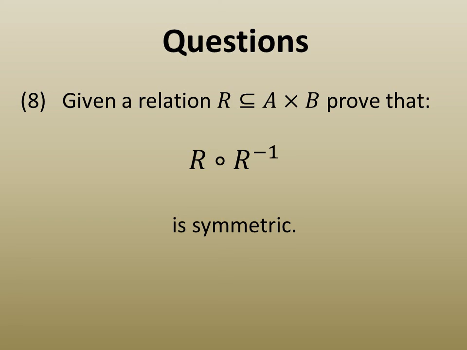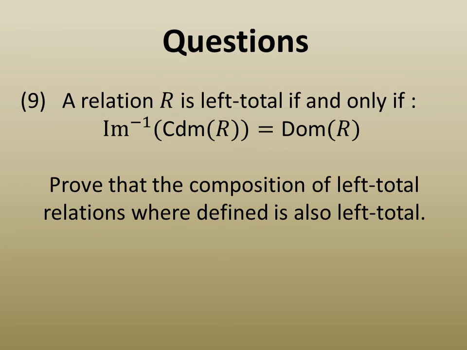Question 8. Given a relation R, which is a subset of the Cartesian product of A with B, prove that the inverse of R composed with R is symmetric. Question 9. A relation R is left total if and only if the pre-image of the codomain of R is equal to the domain of R. Prove then that the composition of left total relations, where defined, is also left total.